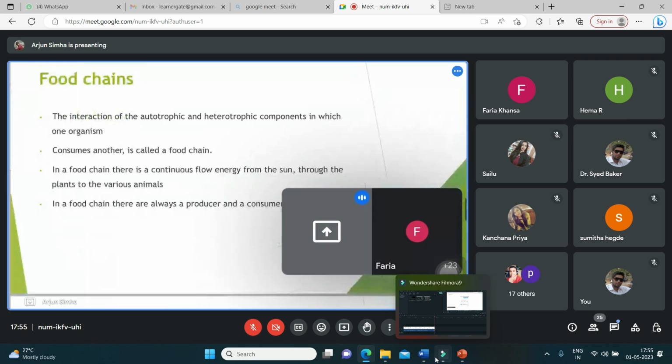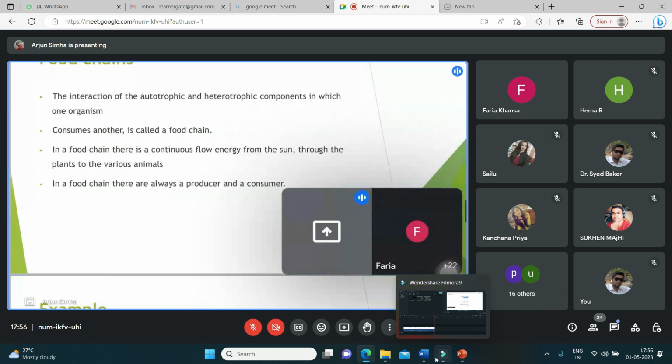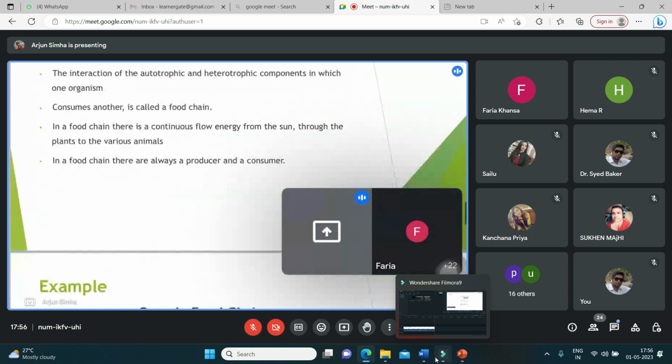Coming to food chains, the interaction of the autotrophic and heterotrophic components, in which one organism consumes another, is called a food chain. In a food chain, there is a continuous flow of energy from the sun through the plants to the various animal consumers.